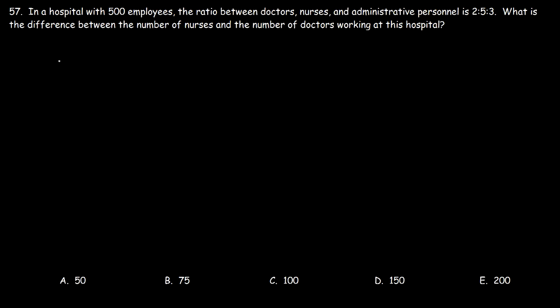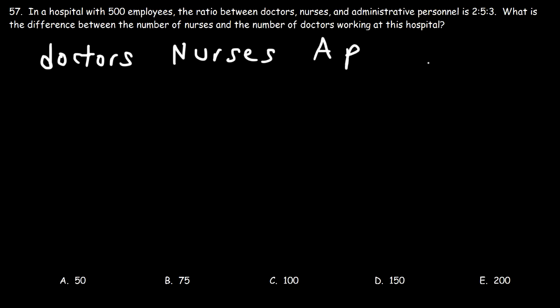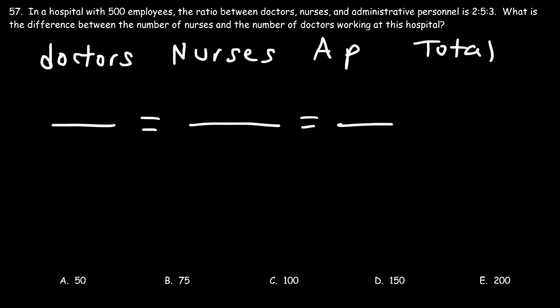So let's write out the information that we know. So we have doctors, and there are nurses, and then we have administrative personnel. I'm just going to write AP for that, and then the total. So what we're going to do is set up 4 fractions and use the ones that we need. So in the bottom of the fraction, we're going to put the ratios. So the ratio between doctors, nurses, and administrative personnel is 2 to 5 to 3.